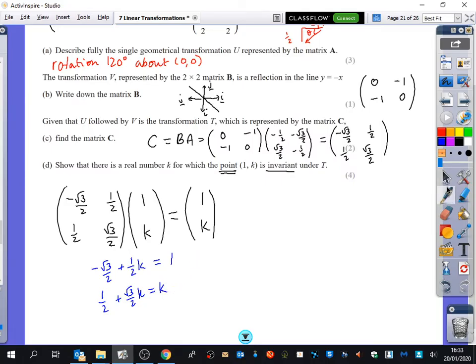So I'm going to start off by solving this one. So I get a half k equals 1 plus root 3 over 2. So k is equal to 2 plus root 3.